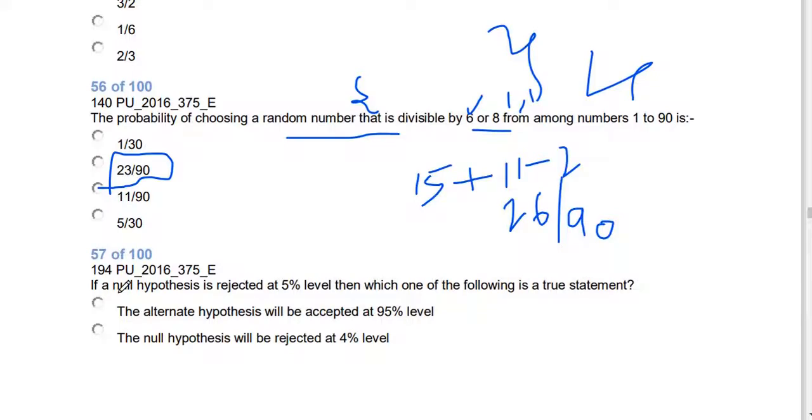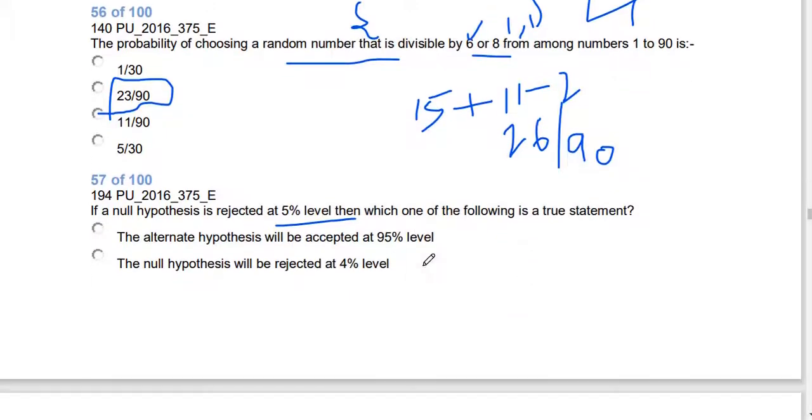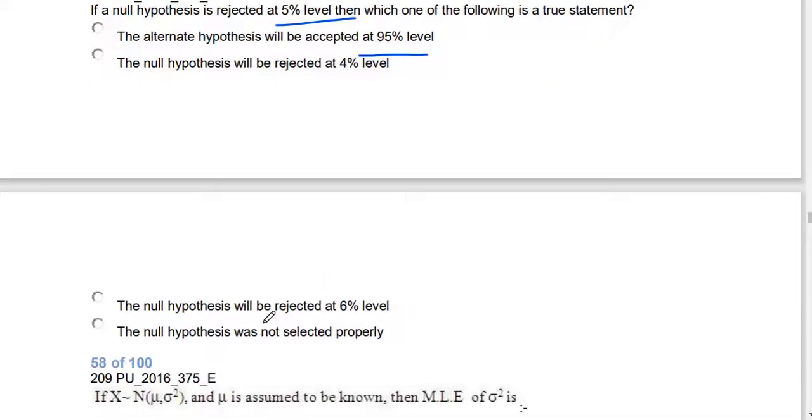If your null hypothesis is rejected at 5% level, then which of the following statements are true? Alternative hypothesis will be accepted at 95% level. The null hypothesis will be rejected at 4% level. The null hypothesis will be rejected at 6% level. The null hypothesis was not selected properly. This option is correct.